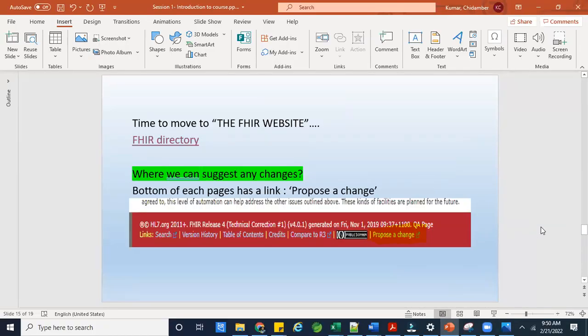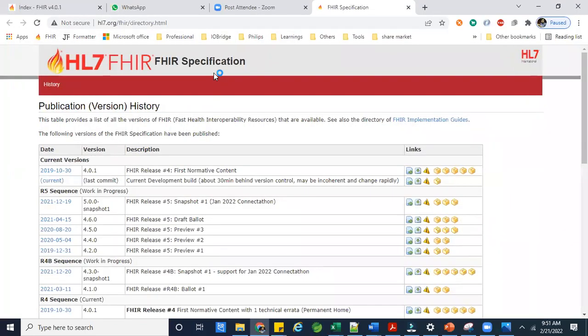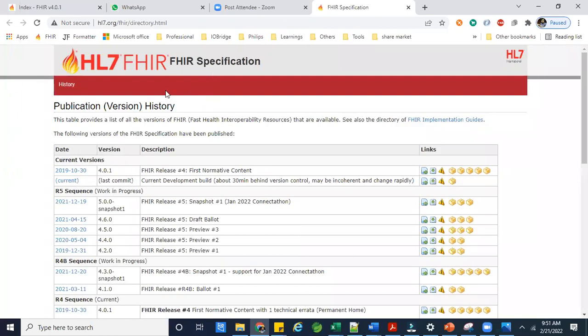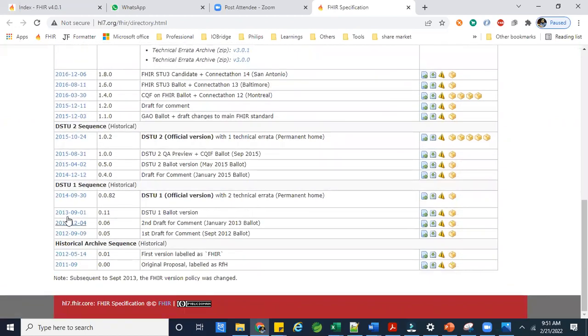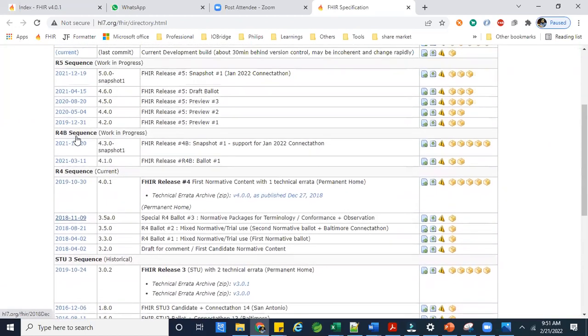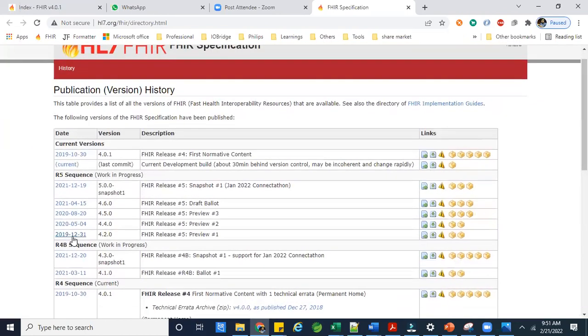We'll move to the FHIR website and try to understand that. So this would be a first introduction to FHIR. The reference page that I am comfortable starting with is this particular page. It has all the previous versions that FHIR has released: DSTU1, DSTU2, similarly STU3. These are previous versions of FHIR.